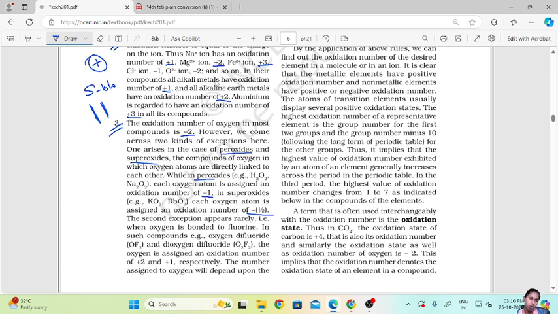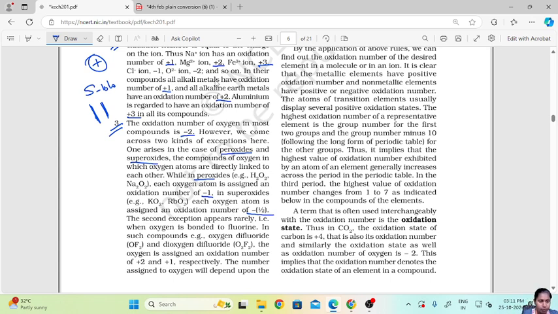Even though oxygen usually shows an oxidation number of -2, in peroxides and superoxides, oxygen shows an oxidation state of -1 and -1/2 respectively. This is the first exception. The second exception appears rarely. Peroxides and superoxides we see commonly, so these are the common exceptions. The second exception is very rare.